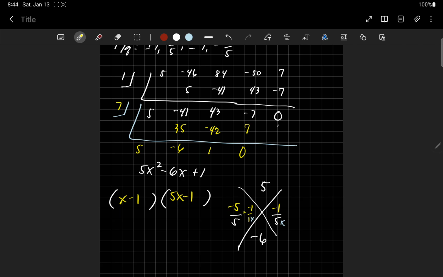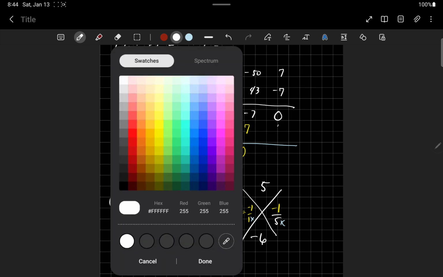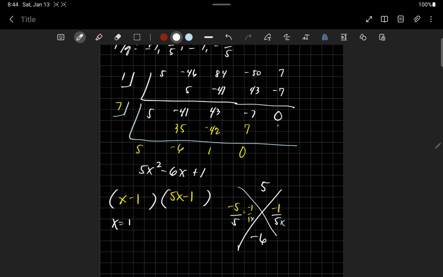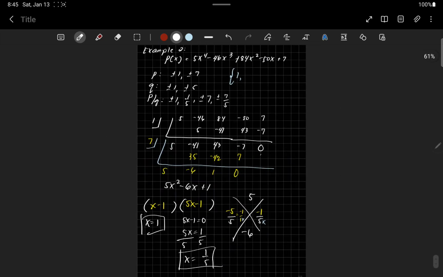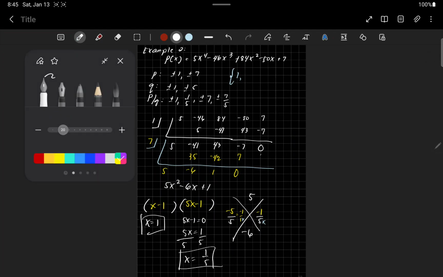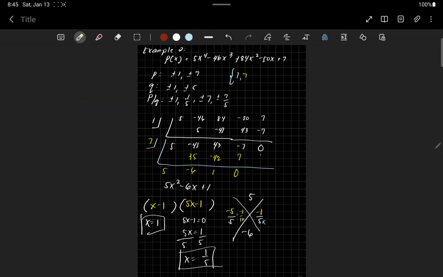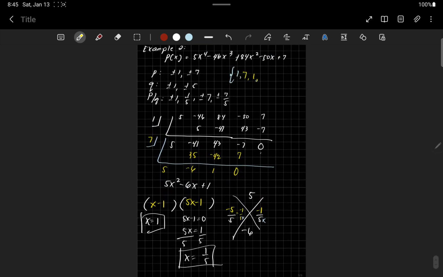So, what are the roots of our equation? For x minus 1, the value of x here is x equals 1. Okay, 5x minus 1 equated to 0. So, that is 5x minus 1 is equal to 0. Transpose negative 1, you have 5x is equal to 1. Divide both sides by 5. Our x is equal to 1 over 5. So, the roots are 1, 7, 1 again, and 1 over 5.